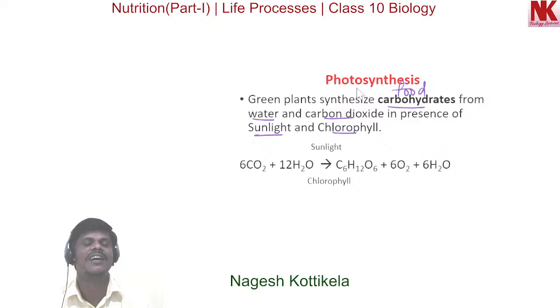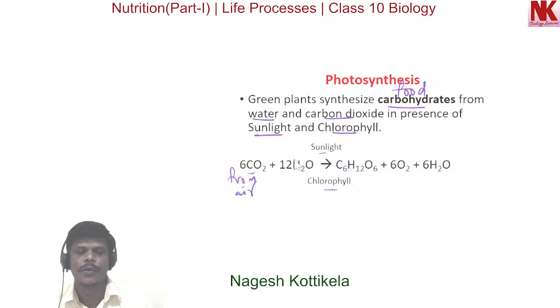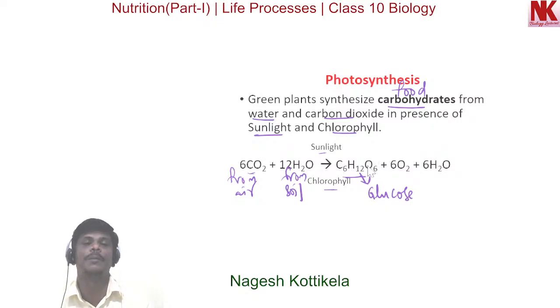This is what we call the photosynthesis process. Here the green plants have chlorophyll in them, in the leaves. In the presence of sunlight they utilize carbon dioxide from air and water from soil, and they prepare carbohydrates. These are nothing but the food materials, and here the simple carbohydrate is glucose. During this process oxygen is released, and 6 water molecules are also formed.